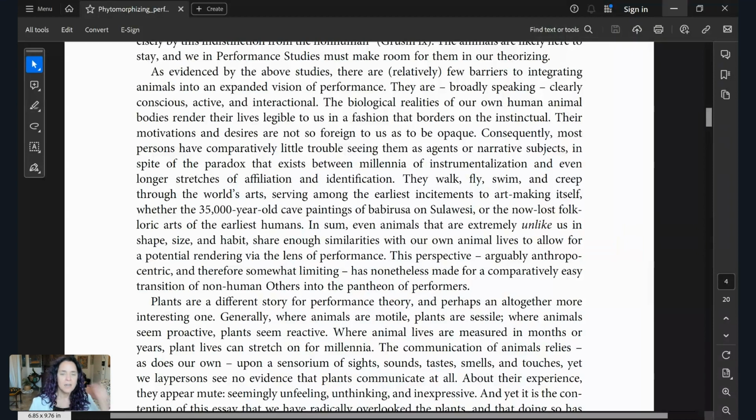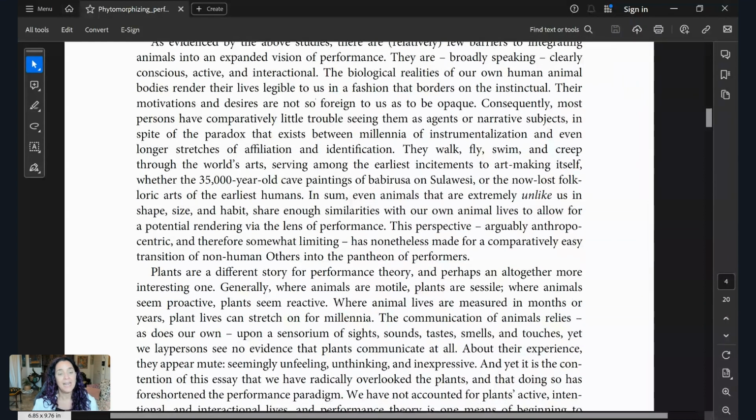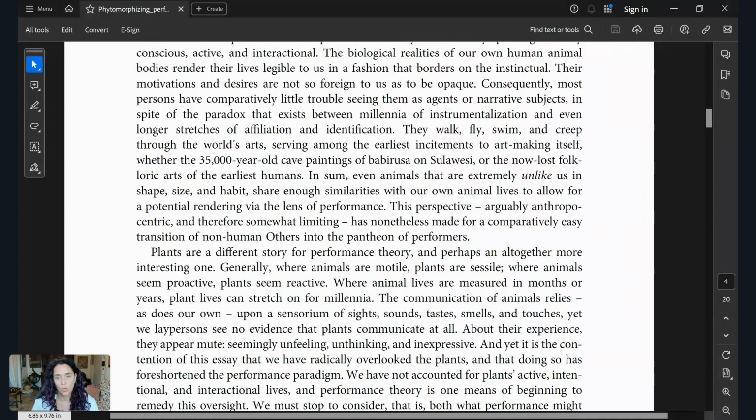So, as evidenced by the above studies, there are relatively few barriers to integrating animals into an expanded vision of performance. They are, broadly speaking, clearly conscious, active, and interactional. The biological realities of our own human-animal bodies render their lives legible to us in a fashion that borders on the instinctual. Animalness, instinctualness. We've been having this conversation. See? Their motivations and desires are not so foreign to us as to be opaque.